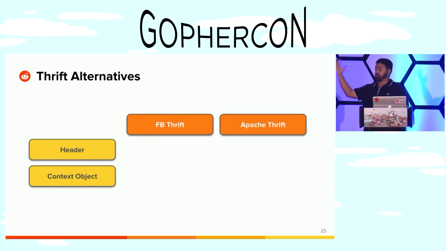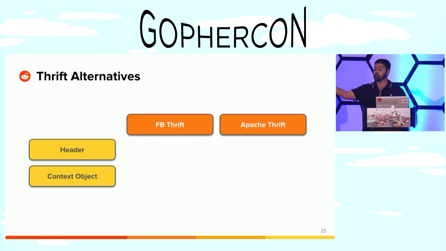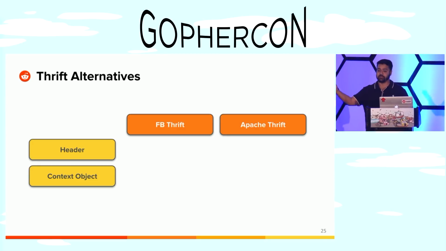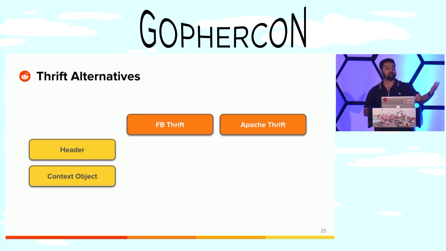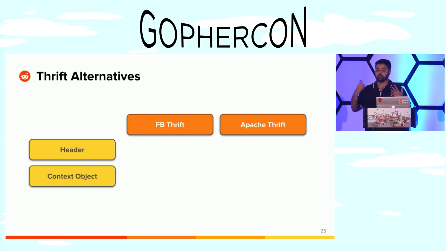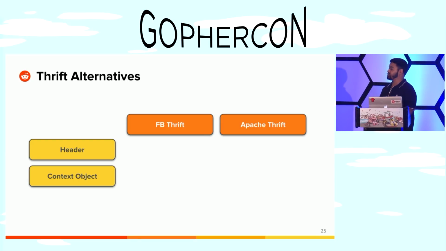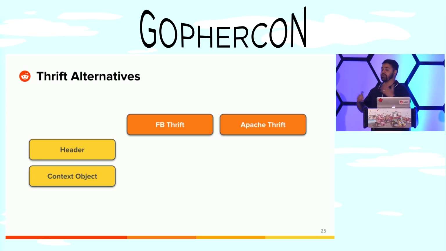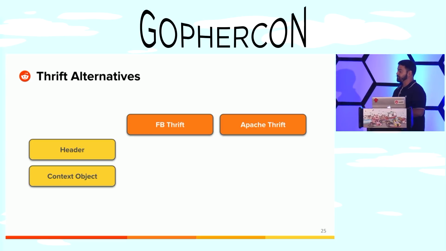We saw that we need two things. We need the headers. We need some way of passing information. With HTTP, it is headers. With gRPC, it is metadata. We needed some way to do this with Thrift. And the other thing we need is the support of a context object. So with gRPC and HTTP, the first argument of your handlers is often the context object, and you can use it.